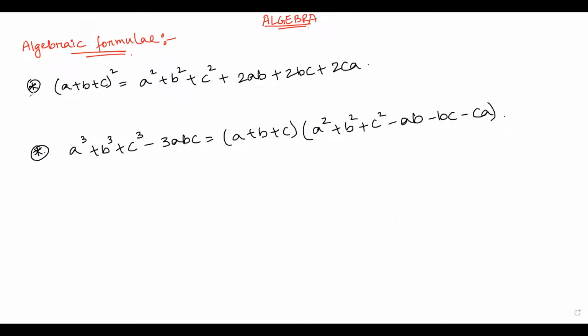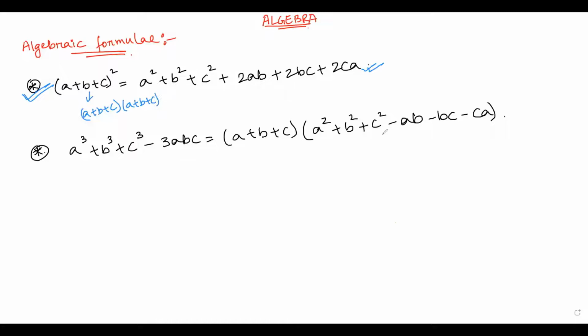Now, let us see the formula for a plus b plus c whole square and a cube plus b cube plus c cube minus 3abc. A plus b plus c whole square is simply a plus b plus c times of a plus b plus c. Now, when we expand this, we'd be getting a square plus b square plus c square plus 2ab plus 2bc plus 2ca.